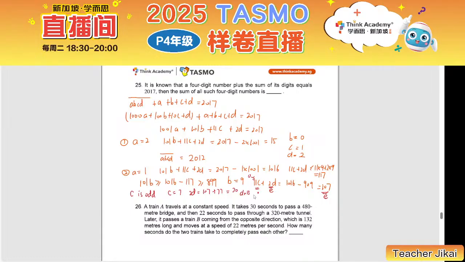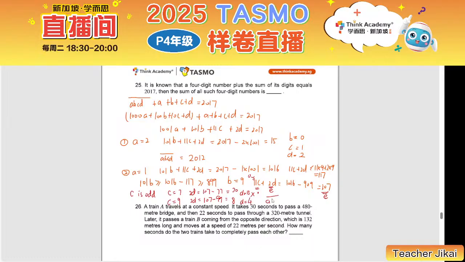D cannot be a one-digit number, no. So how about C here is 9. 2D here is 107 minus, this one is not divided, right? Minus 99, give you 8. So here D will be equal to 4.